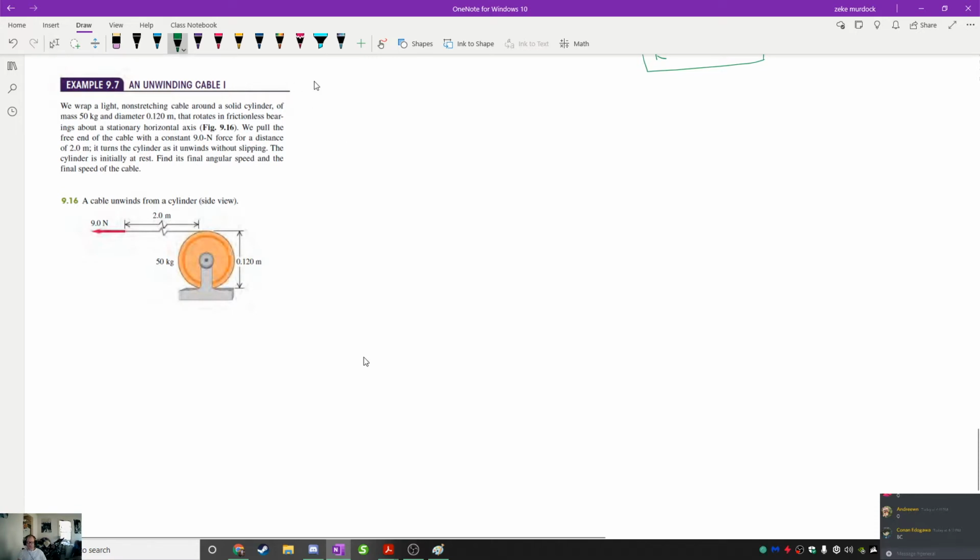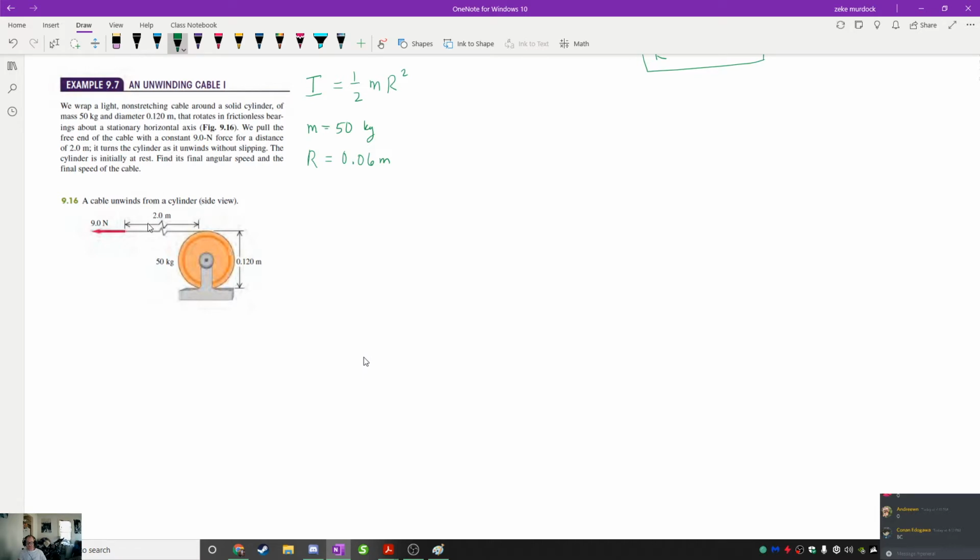So the moment of inertia, I, is going to be 1/2 the mass of the object times its radius squared. We know in this case that the mass is 50 kilograms. The diameter is 0.12 meters, as you can see on the picture. That means that the radius r is going to be 0.06 meters, or 6 centimeters.